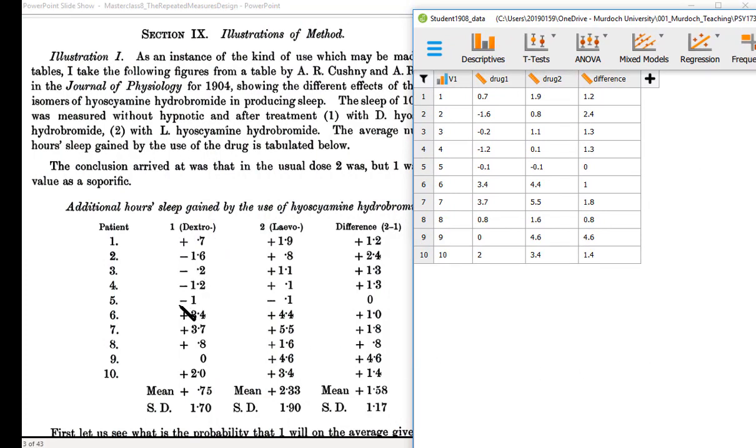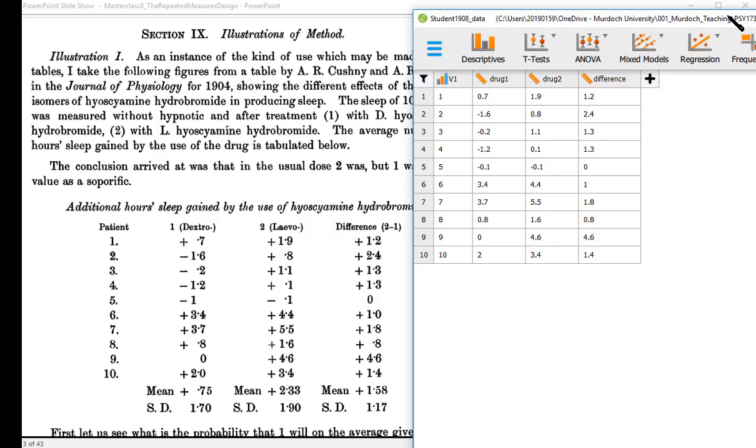Look at patient number 5. With drug 1, negative 1 hour, so 1 hour less of sleep. In drug 2, 0.1 hours less of sleep. Difference 0. Okay, that's just a mistake. So obviously for having a difference of 0, this has to be 0.1. I did it by putting this 0.1, then you get this mean and this standard deviation. In fact, the other surprise is the standard deviation.